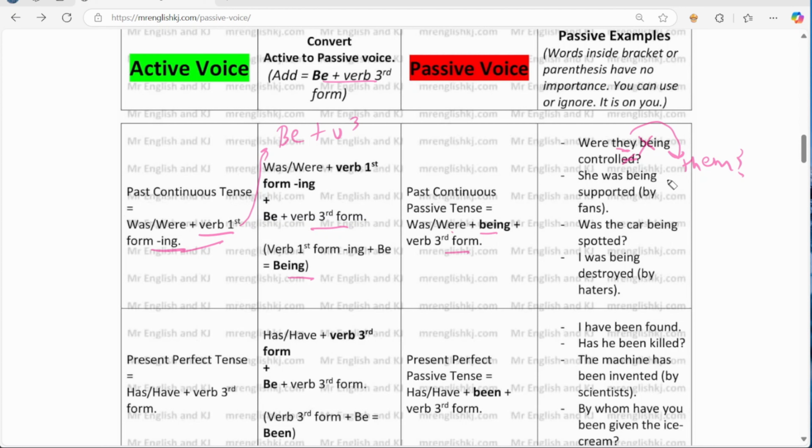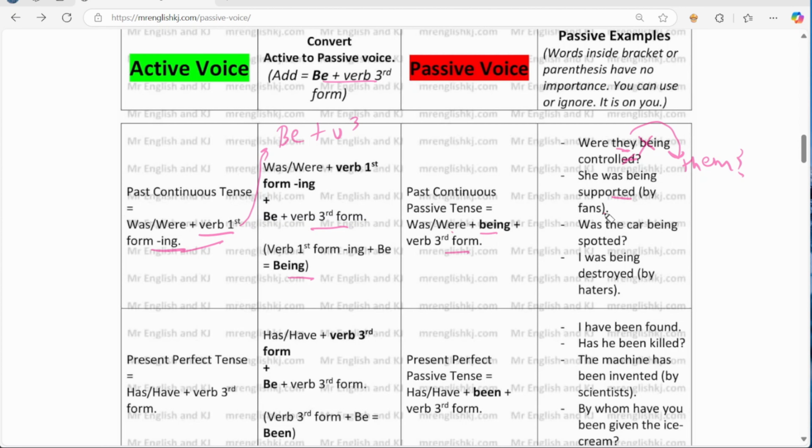Or if you can understand passive directly, that is good for you. She was being supported. So she, again the receiver, was. So how do you do it directly? She is the receiver that is receiving what? The support. And it's past continuous, so it's in progress in the past. So something was happening to her. She was receiving support. By whom? We don't know.